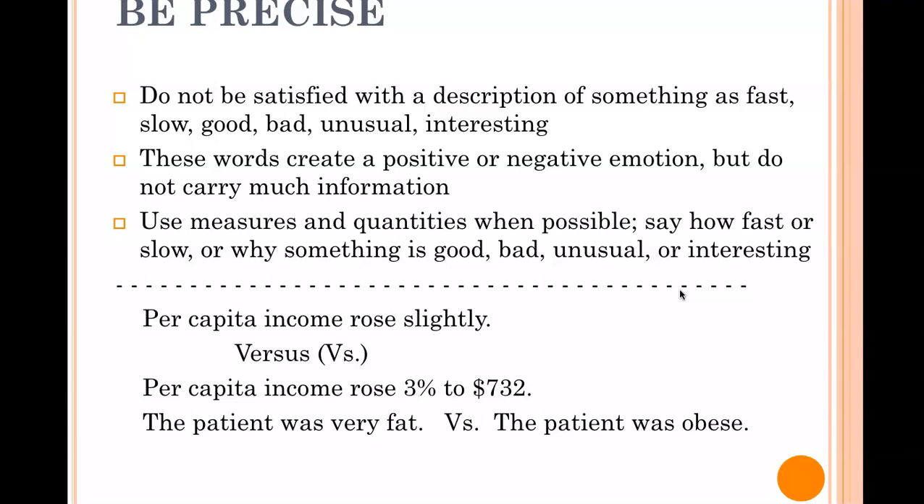Use measures and quantities when possible. Say how fast or how slow, and why something is good or bad, through statistics or data like percentages. Like, "per capita income rose slightly" is not better, but if you write "per capita income rose by 3% to $732," then it will be more precise. "The patient was very fat" is not a good one, but if you write "the patient was obese and his weight was more than 100 kg," it is better.